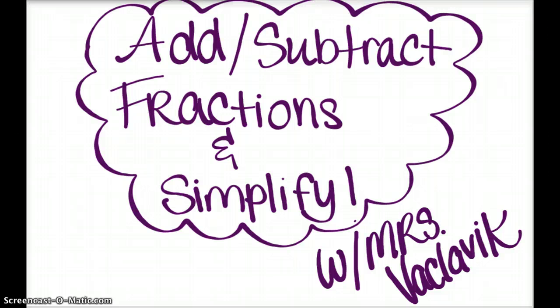So let's review the steps first. Who can read us the first step? What is the first step, Chris? Nice and loud. Make them have the same denominator. Multiply top and bottom by the opposite denominator.